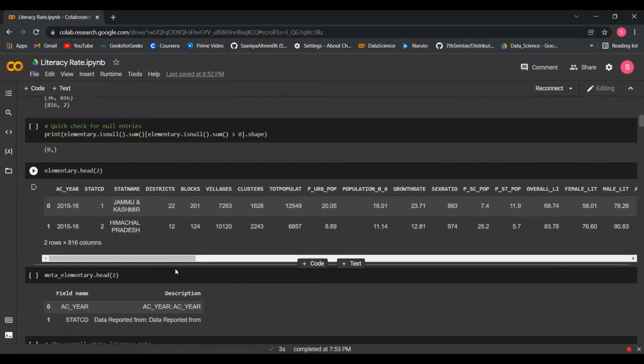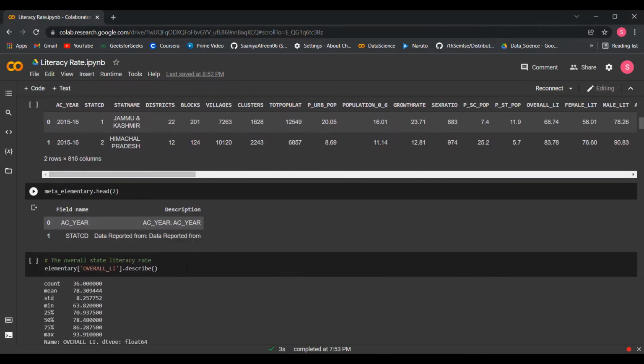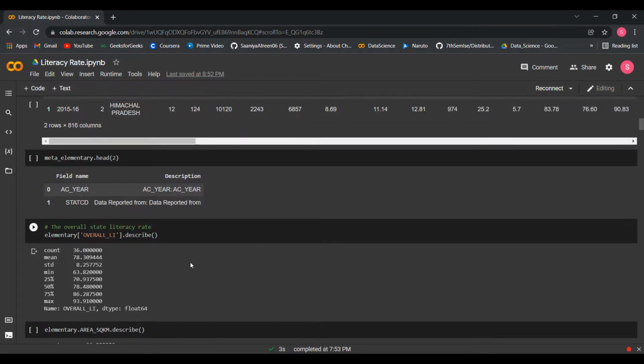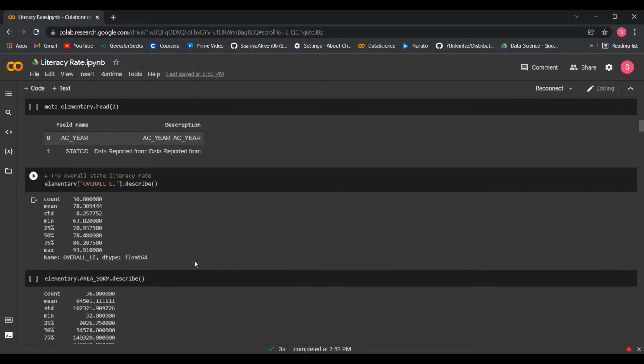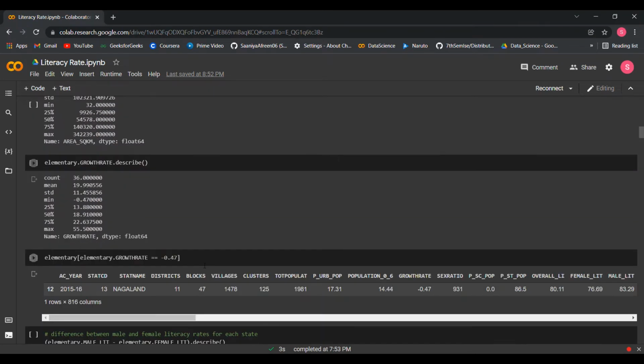Then we also have tried to find out the states which are topmost and bottommost on the overall literacy rate. Then we see that Nagaland had a negative growth rate from 2015 to 16 over here. So this is the state, Nagaland, that had the negative growth rate.